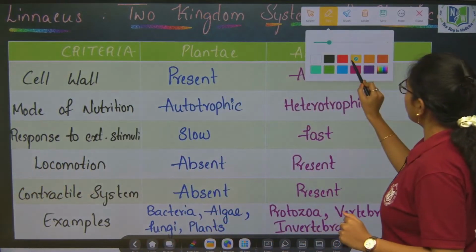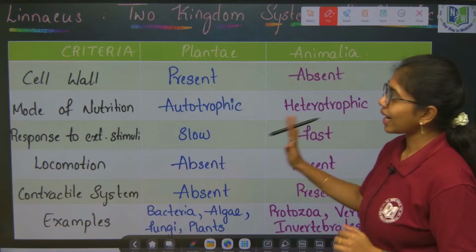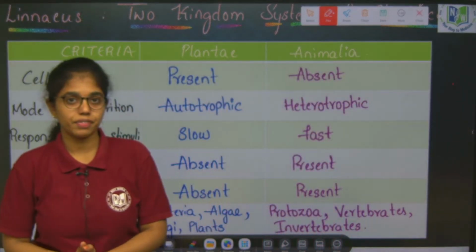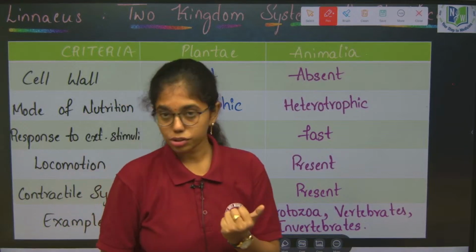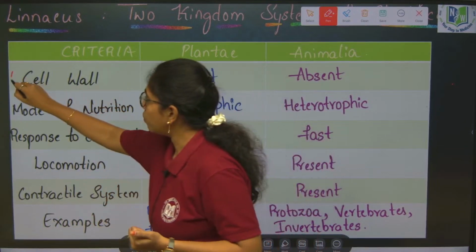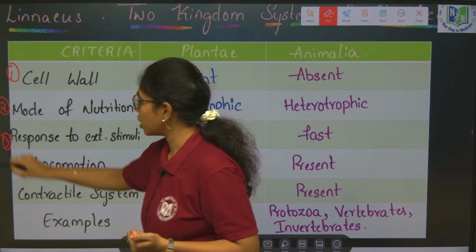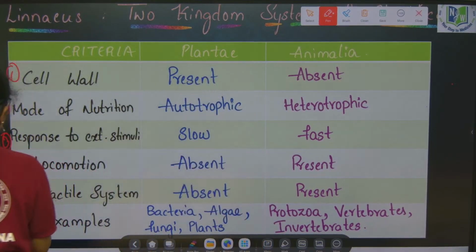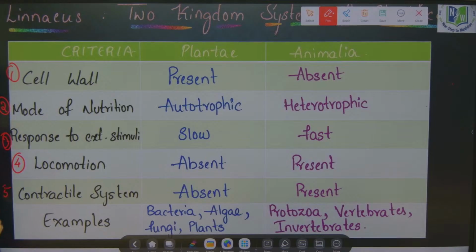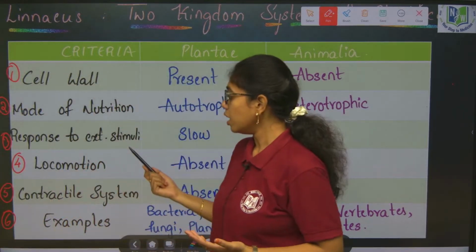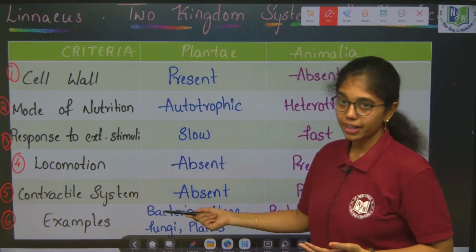So first let us see the criteria. What are the criteria of Linnaeus's 2 kingdom system of classification? We have 5 criteria: first is cell wall, second mode of nutrition, third response to external stimuli, then locomotion, and contractile system. So these are the 5 criteria: cell wall, mode of nutrition, response to external stimuli, locomotion and contractile system.